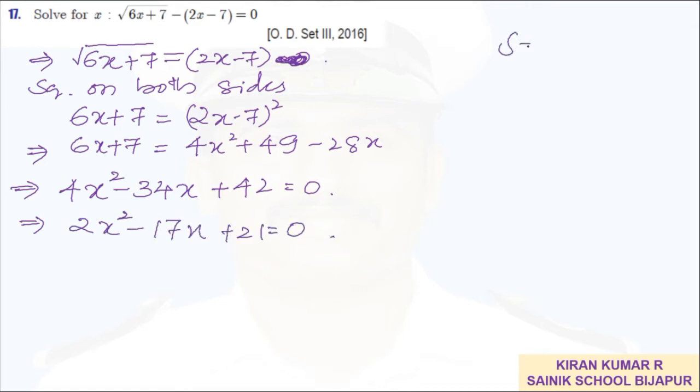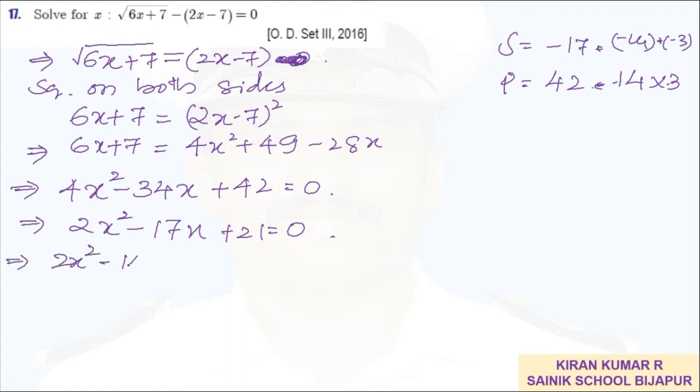Now look at the sum. It has to be negative 17 and the product has to be 42. It's possible with the numbers 14 and 3, as 14 into 3 is 42. If both are negative, we get positive 42. If minus 14 is added to minus 3, we get negative 17. Therefore 2x square minus 14x minus 3x plus 21 equal to 0.